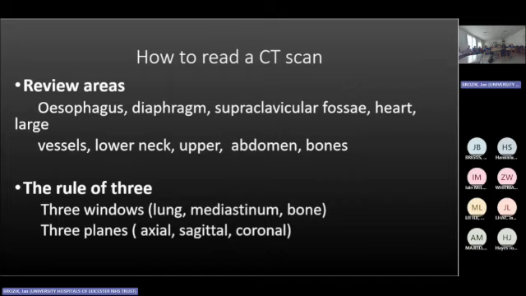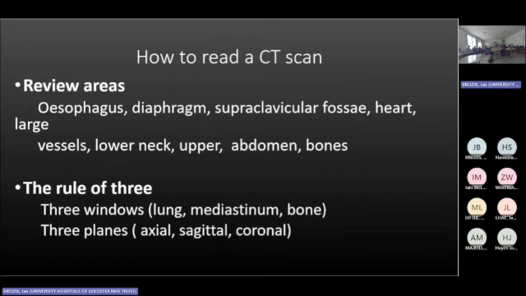Lymphadenopathy, for example, or in case of ITU patients, it could be a hematoma. The heart, large vessels, lower neck. We also visualize the lower neck. There could be a pathology there. We also visualize the upper abdomen. We need to check what is there. And I mentioned that you need to check the bones.